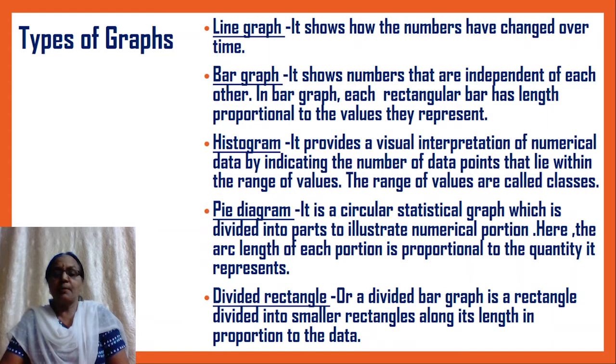The next one is pie diagram. It is a circular statistical graph which is divided into parts to illustrate numerical portion. So pie diagram is a statistical graph, and here you can divide it into various parts, and the length of the arc is proportional to the quantity that it represents.